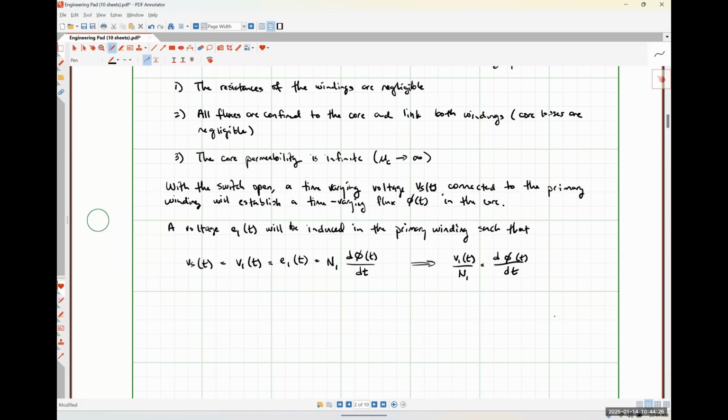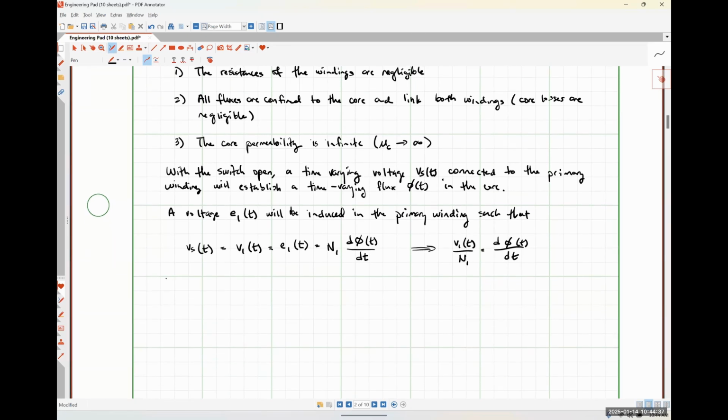After a voltage, it's E1, E1 as a function of time. Let me write that better, lowercase e1. Okay. Core flux passes through the secondary windings.